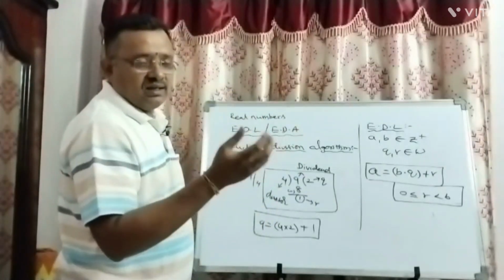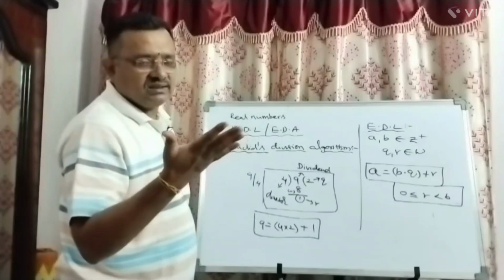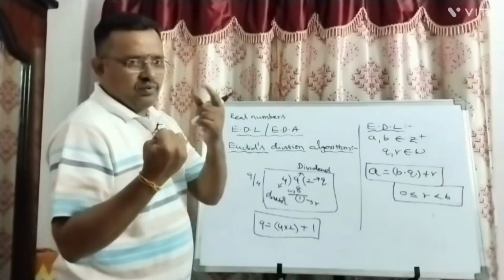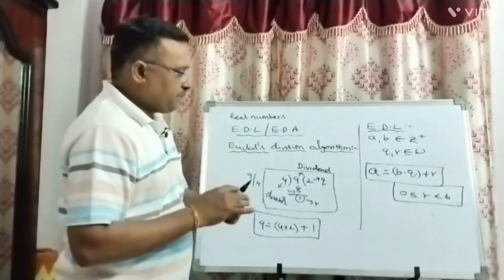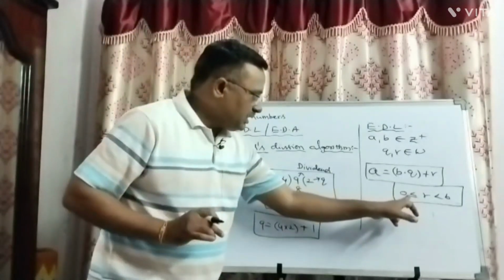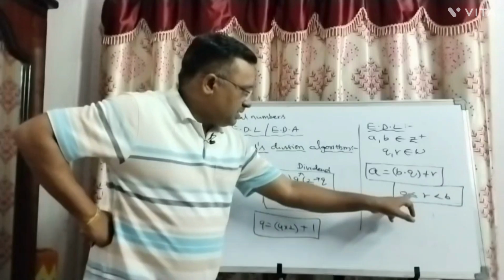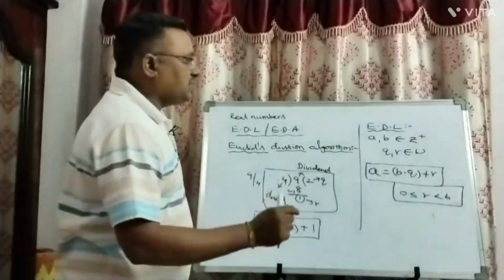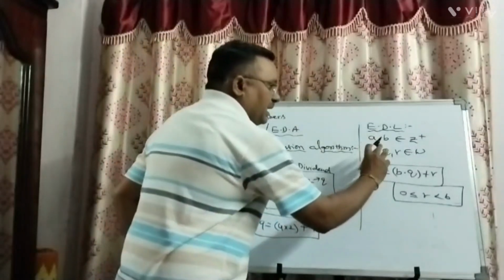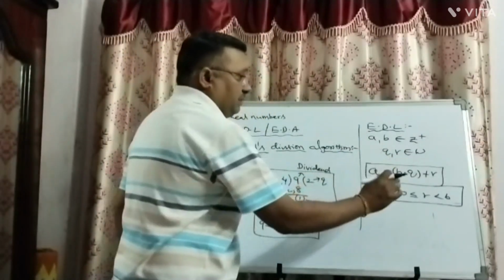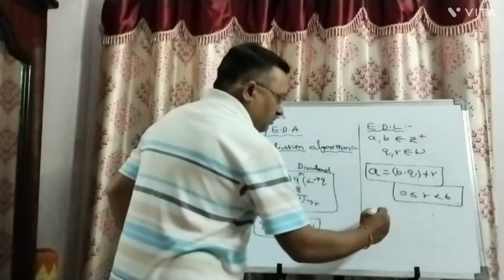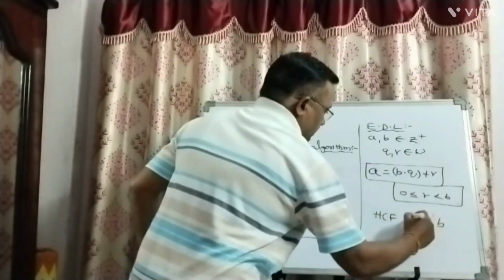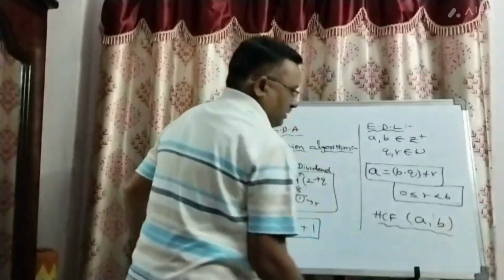If the divisor is 7, the remainder has 7 chances, such as 0, 1, 2, 3, 4, 5, 6. That will be represented as 0 less than or equal to r less than b. This is called Euclid division lemma. Using this, by applying this division lemma multiple times, we can find out the HCF of any two given numbers.